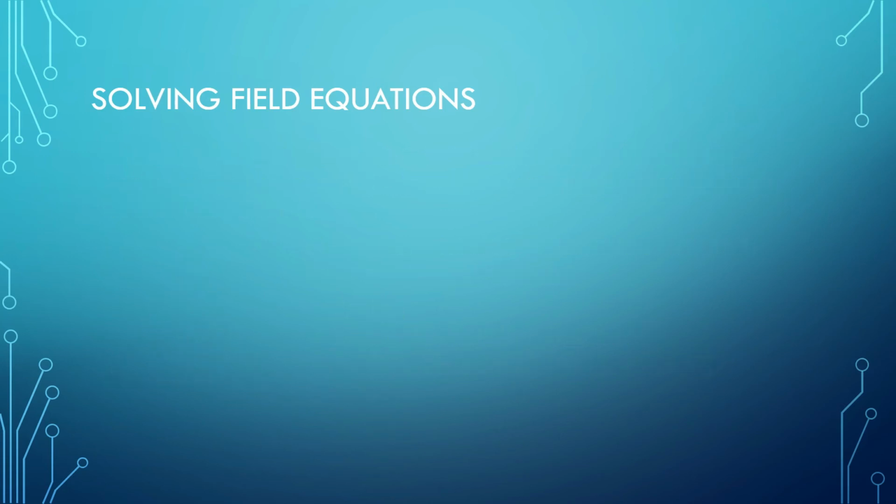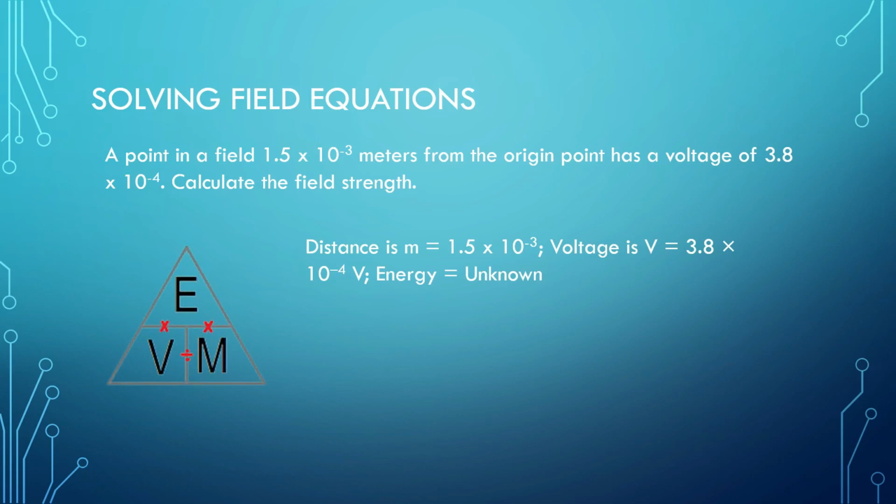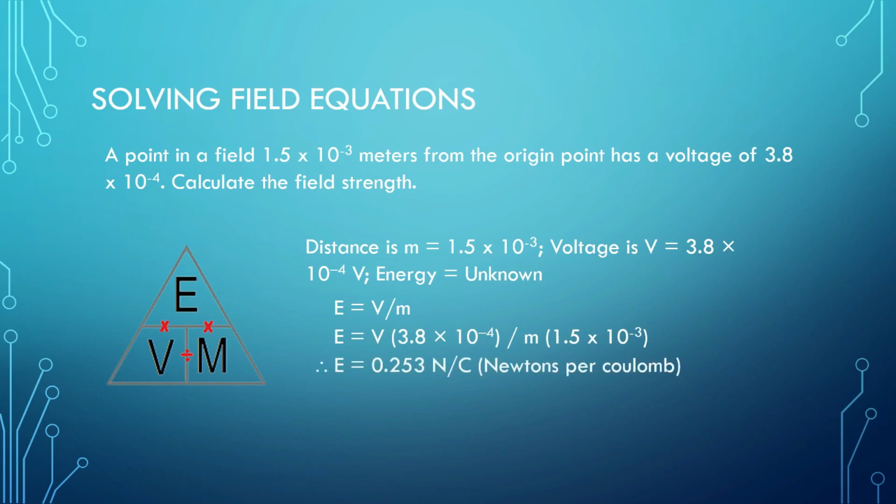For this equation we'll be using the shuffled version of the volts per meter formula. A point in a field 1.5 times 10 to the power of negative 3 meters from the origin point has a voltage of 3.8 times 10 to the power of negative 4. Calculate the field strength. In this question we're given a voltage and a point and we're asked to calculate the field strength. We're going to shuffle our equation and lay it in a linear function. To find the field strength we have to divide the volts by the number of meters. We sub this into our original equation and we calculate to find that E equals 0.253 newtons per coulomb.